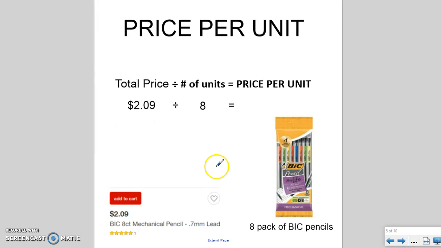So let's take a look at this example. Our 8-pack of Bic pencils. The total price was $2.09. So that's what we're going to start with. We're going to go ahead and divide that by the number of units. Well, if you take a look at the package, there are 8 pencils in this package. So we're going to take the $2.09, divide it by 8.